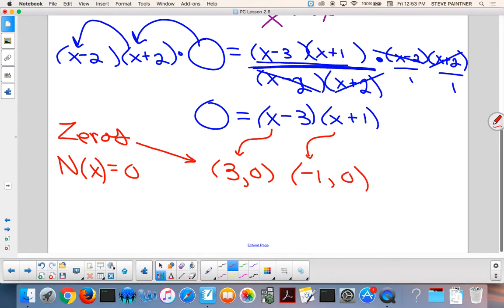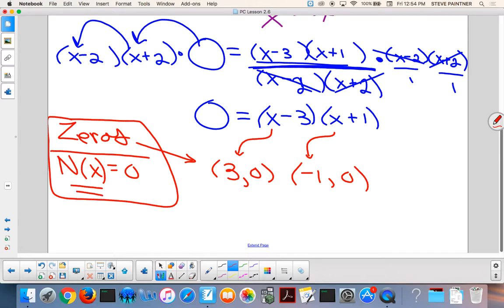Okay. Now, how does that help you? Well, your graph has x-intercepts of (3, 0) and (negative 1, 0). So now you have 2 points, 2 free points. You just put a point and a point, you got it. So, how do you get zeros? You just say, when is my numerator what? Zero. That's all it is.